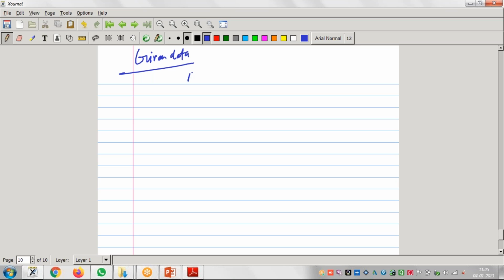Here one thing is that the area is given as 1 kilometer square for this reservoir, right? Next is the change in storage. That is given as, change in storage is 20 centimeter, right? Just I will write 20 centimeter.